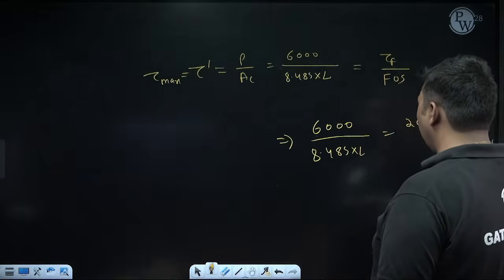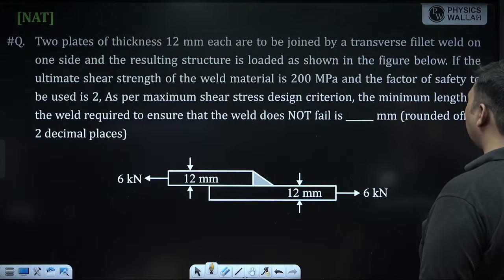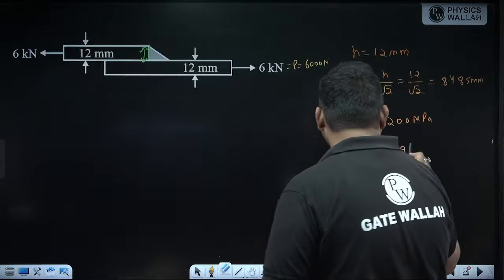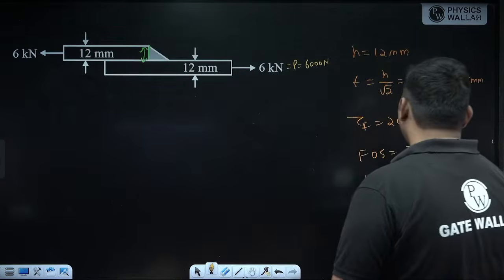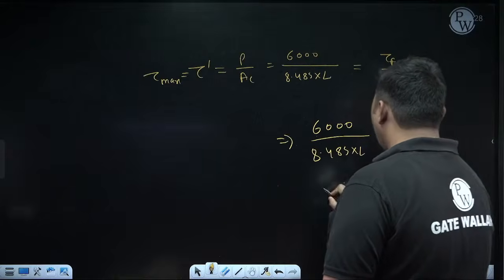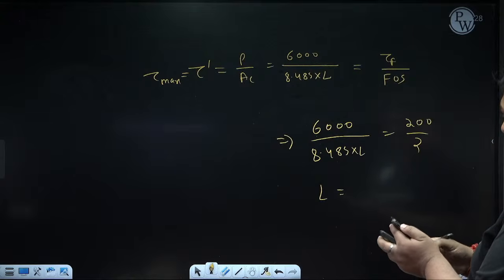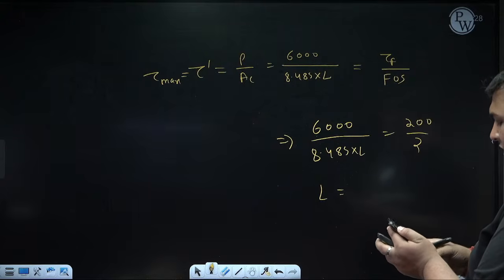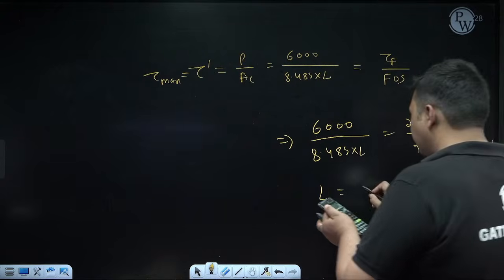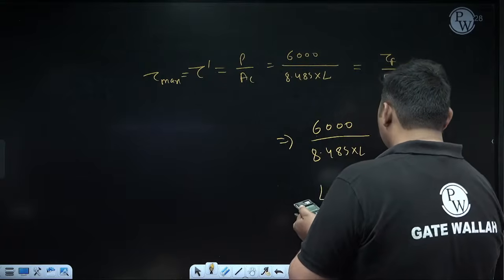factor of safety. Factor of safety is given, it is 2. Length we have to calculate. So factor of safety is 2. So how much safe length of the weld is coming? 6000 divided by 8.485 divided by 100. Is it coming 7.071?